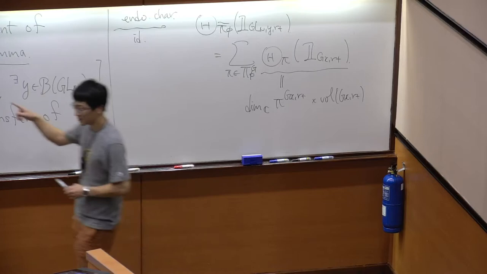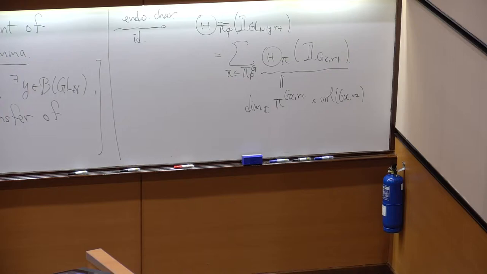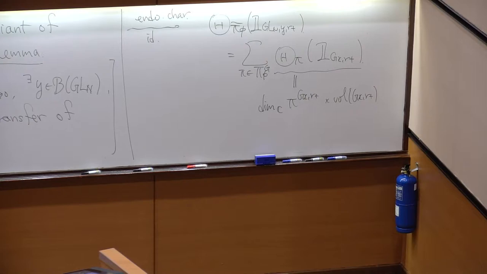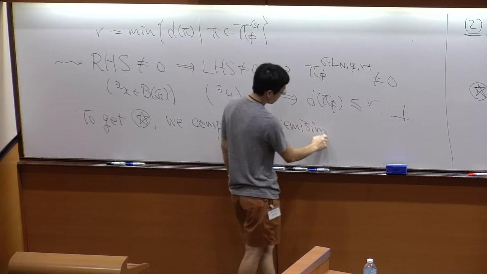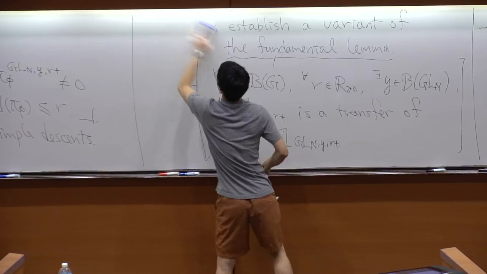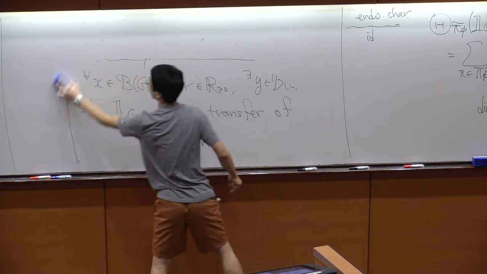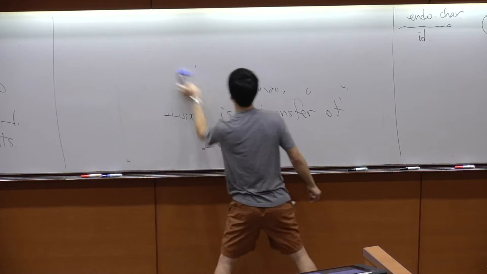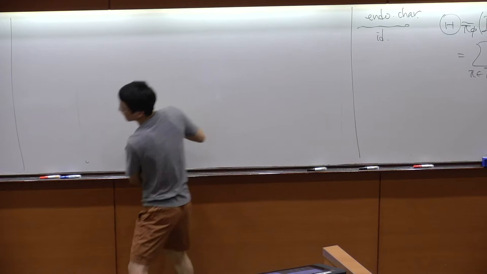So finally, I want to comment on the proof of this step. Let's write star for this statement. And to get that statement, we compute the semi-simple descent of test functions. So what is a semi-simple descent? Now please recall that our classical group G is a twisted endoscopic group.